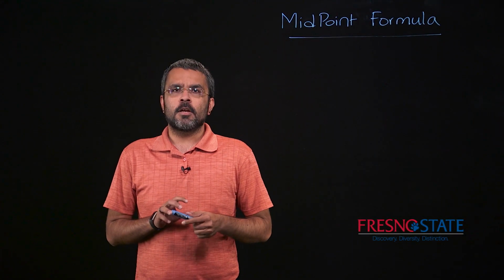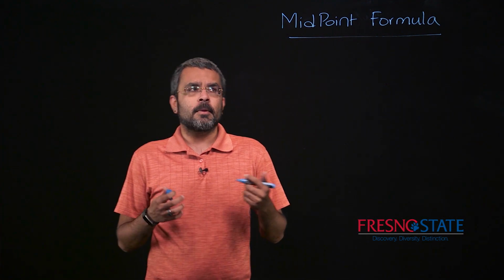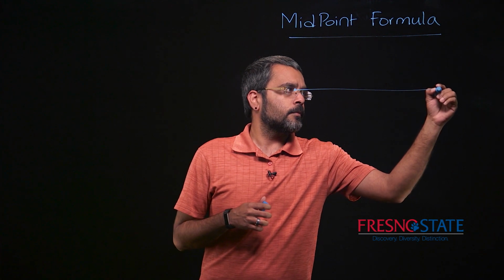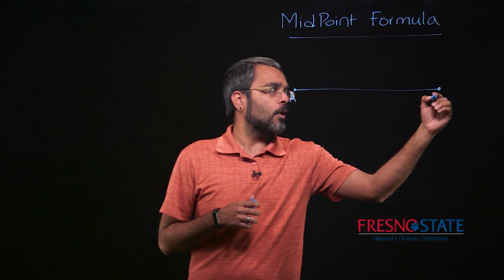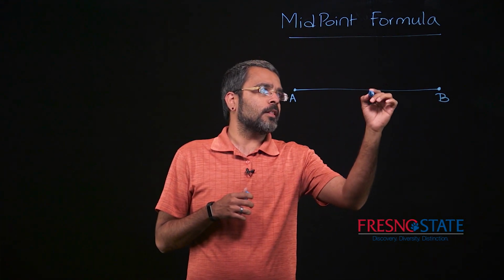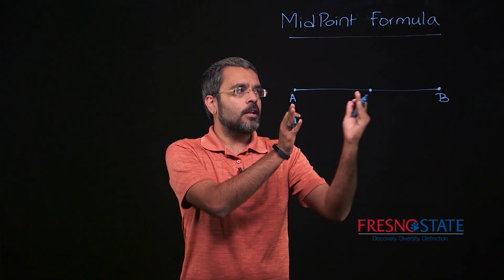Hey everyone, so in this video we're going to try and find the midpoint of a line segment. So what is a midpoint, right? Let's say I have a line segment that joins two points, point A and point B. A midpoint is a point that is exactly in the middle. It divides the distance between A and B into two halves.